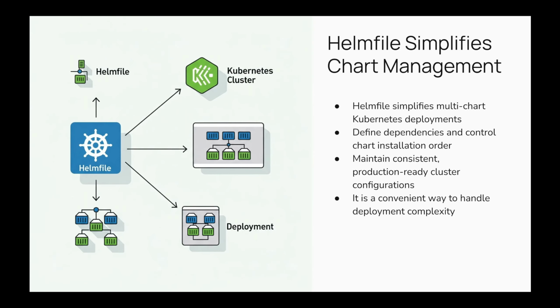So the next topic is Helmfile. Managing a production-ready Kubernetes cluster often involves installing and coordinating multiple Helm charts. A convenient way to handle this complexity is by using Helmfile, which lets you define dependencies between charts, control installation order, and maintain consistent deployment. This becomes especially useful when one chart relies on another, for example, when setting up TLS, Nginx ingress depending on cert-manager. Below is an example of a Helmfile that installs cert-manager first and then Nginx ingress afterward.